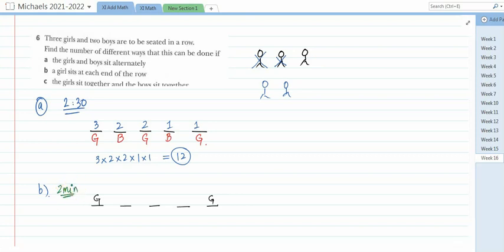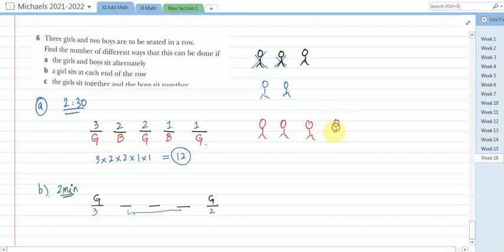Alright, so it says a girl sits at each end of the row. So for the first girl, you have 3 options, right? And for this girl, you have 2 options. The leftover part. How many students are left behind? Now listen. We have total 5 students, 3 girls and 2 boys. Among those 3 girls, we have picked 2 girls.